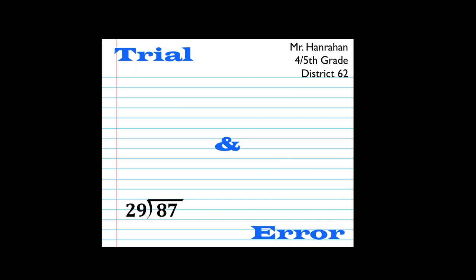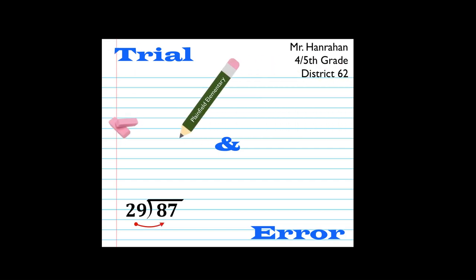With these problems, you're going to have to plug a number in and then try it and see if it works. So here I have 29 into 87 again. This time I'm going to use another little trick here. Something you can do is look at the first number of the divisor and the first number of the dividend and see how many times 2 goes into 8. Well, I know that goes 4, so maybe I can try 4 here.